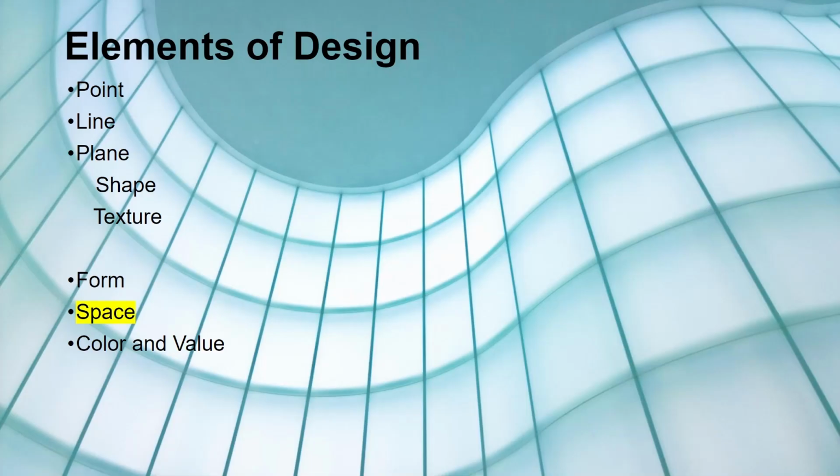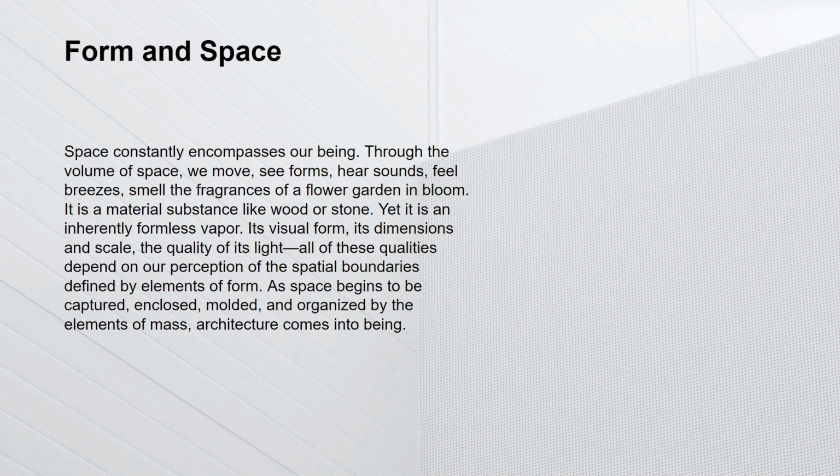So now we'll be moving forward to space. Form and space. Space constantly encompasses our being. Within the volume of space we move, we see forms, hear sounds, feel breezes, and smell the fragrances of the flowers in the gardens in bloom. It is a material substance like wood or stone, yet it is an inherently formless vapor. Its visual form, its dimensions and scale, and the quality of light all depend on the perception of the spatial boundaries defined by the elements of form.